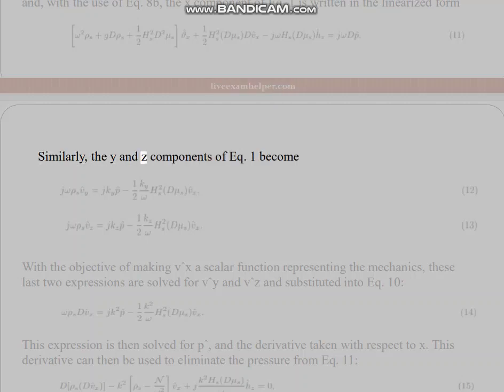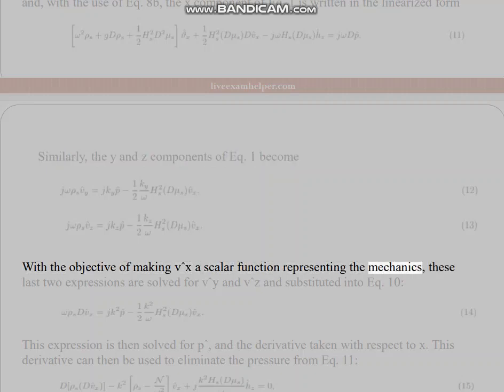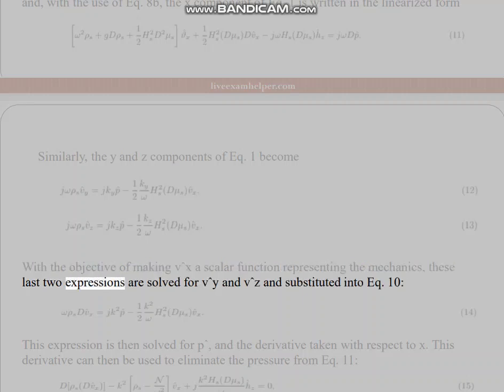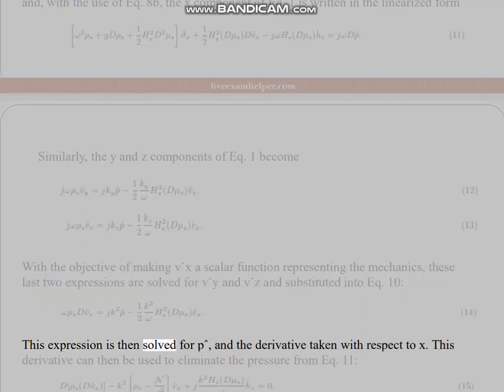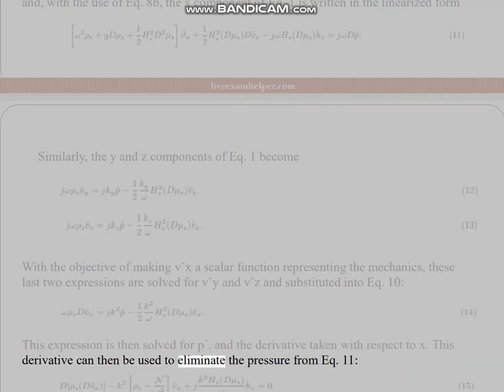Similarly, the y and z components of Eq. 1 become as follows. With the objective of making v_x a scalar function representing the mechanics, these last two expressions are solved for v_y and v_z and substituted into Eq. 10. This expression is then solved for p, and the derivative taken with respect to x. This derivative can then be used to eliminate the pressure from Eq. 11.